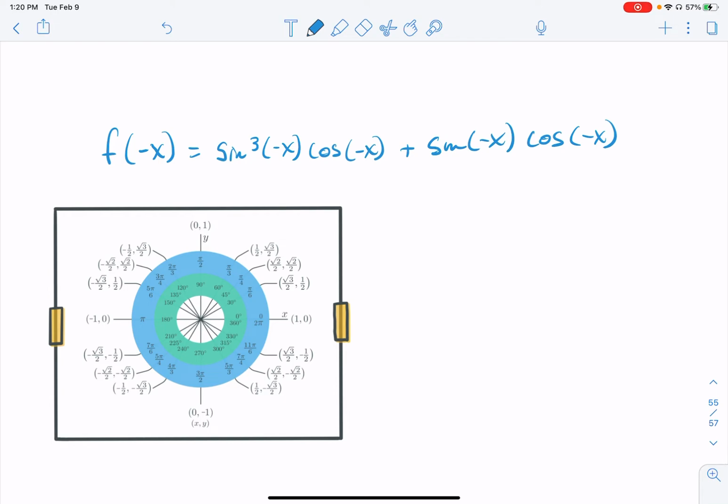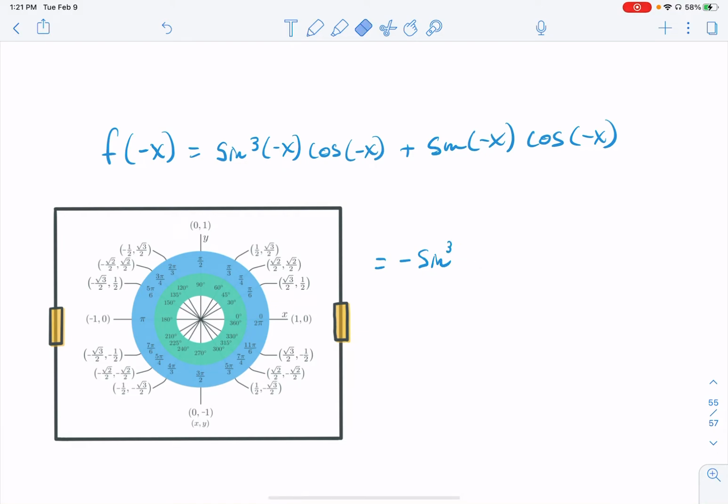Okay, so let's do the sine first. Sine, of course, is the y-coordinate. So if I stick in a negative, it used to go up this way, but now it's going down this way. If we're talking about the y-coordinate, it used to be positive, but now it's negative. So sine cubed of negative x is going to be negative sine cubed. I know that the negative is going to be preserved because I have an odd power right there. So that's equal to, so far, negative sine of x, sine cubed of x.